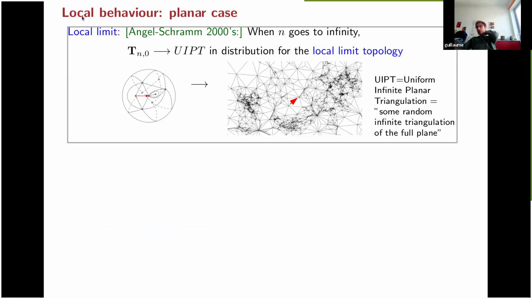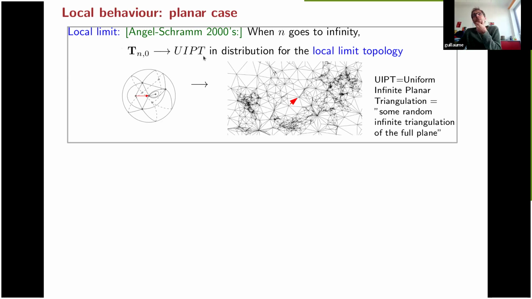So let me start with the local behavior in the planar case. This is maybe one of the first results in the mathematical literature about this. It's about the local limit in genus 0. It's a famous result by Benjamini-Schramm. So I let n go to infinity and I take T_n^0, a random triangulation of the sphere, genus 0, with 2n triangles. And I let n go to infinity.